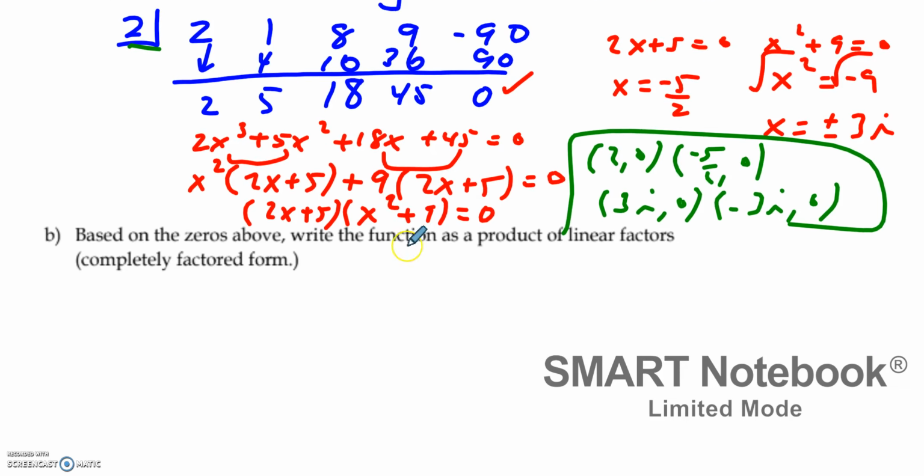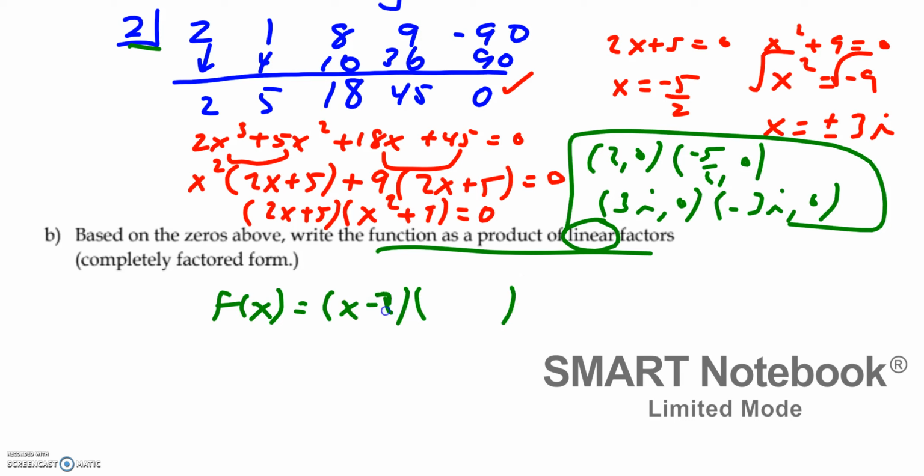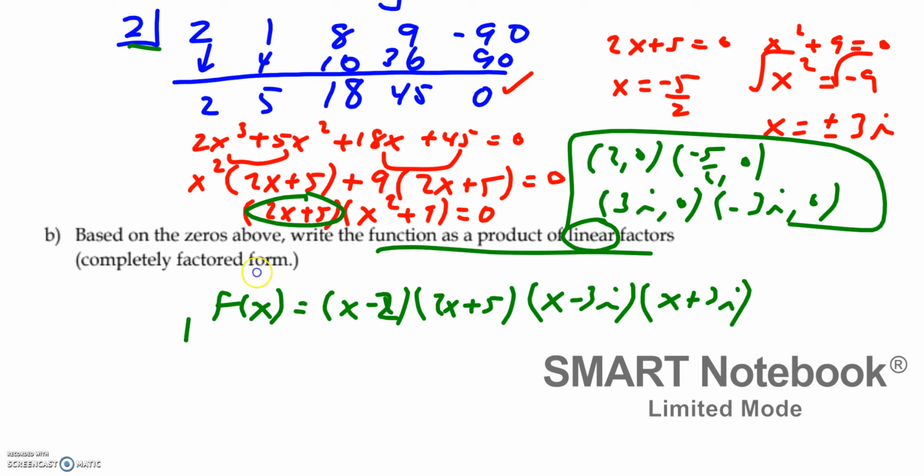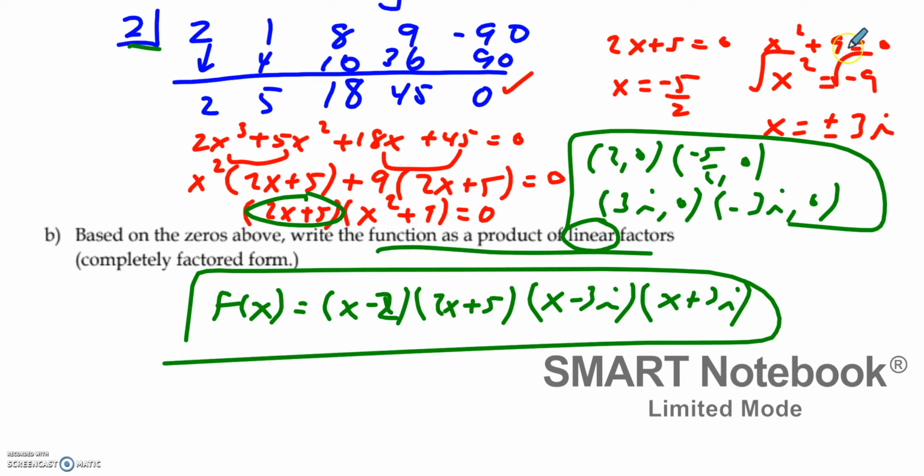Based on the zeros above, write a function as a product of linear factors, not quadratic. So that would mean that my function would look something like this. This root came from x minus 2. Make sure it looks like a 2. This root of negative 5/2 came from this situation, so my linear factor would be 2x plus 5. My other 2 linear factors, 3i, came from x minus 3i, and then this one comes from x plus 3i. So just make sure you don't put this as a possibility, because that is not linear.